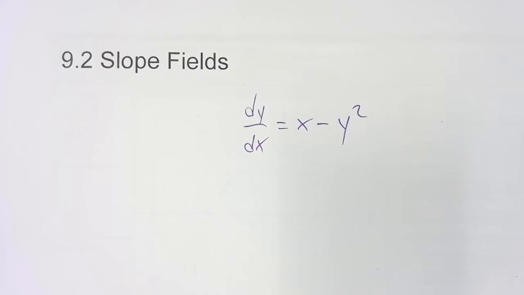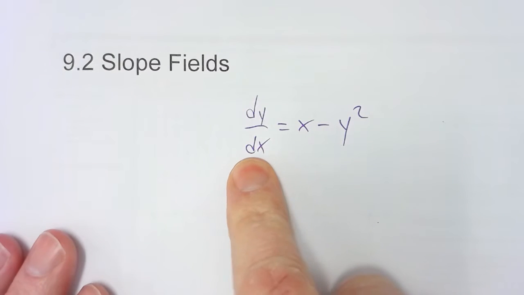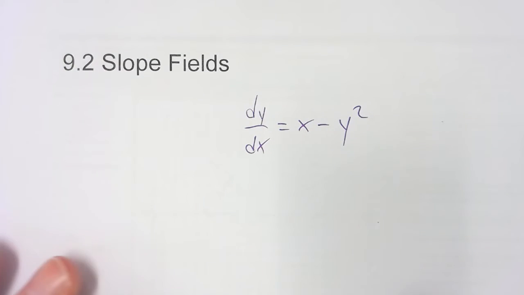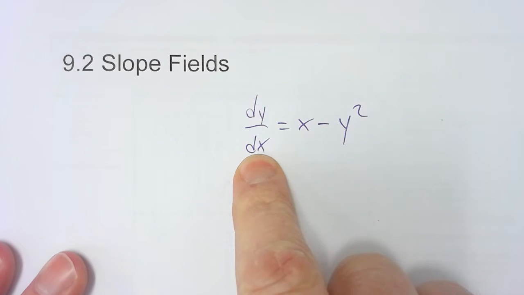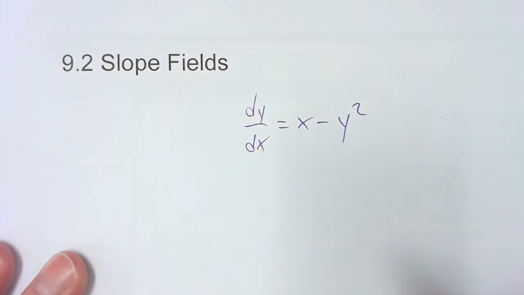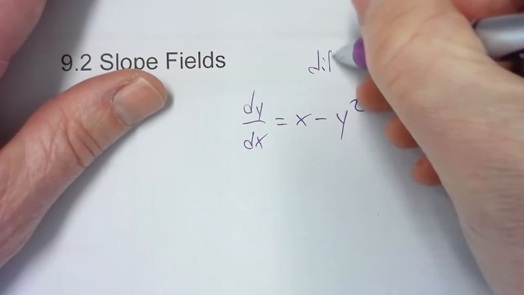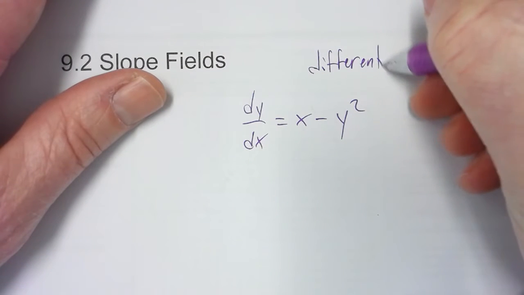All right, slope fields. This is section 9.2 in the Stewart Calculus book, and we're going to talk about slope fields. So this is called a differential equation. Why is it called a differential equation? Because the dy dx is a derivative and it's an equation, so it's a differential equation.